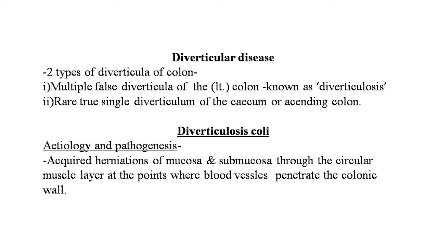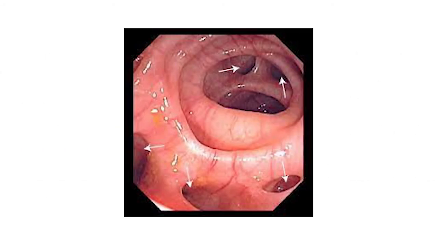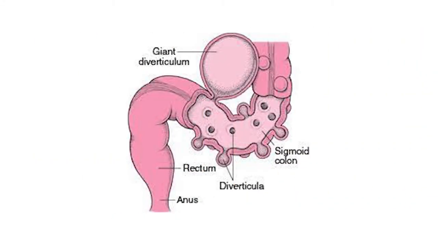Dear students, you can see the image on your screen from the endoscopy. There is a diverticular disease of the colon. Diverticulum of the colon is clearly seen on the image. This is the next animated image where a giant diverticulum is seen. In the rectum, anus and segmental colon, multiple diverticuli are seen.